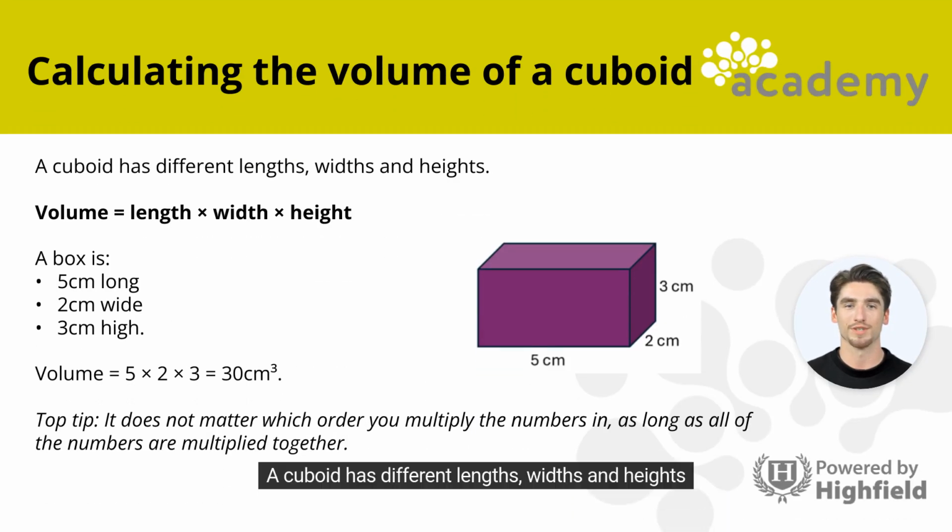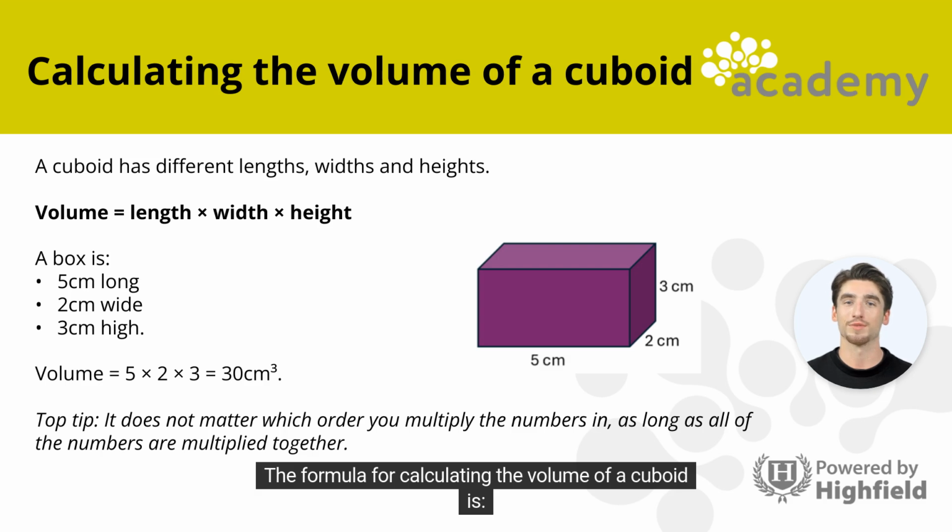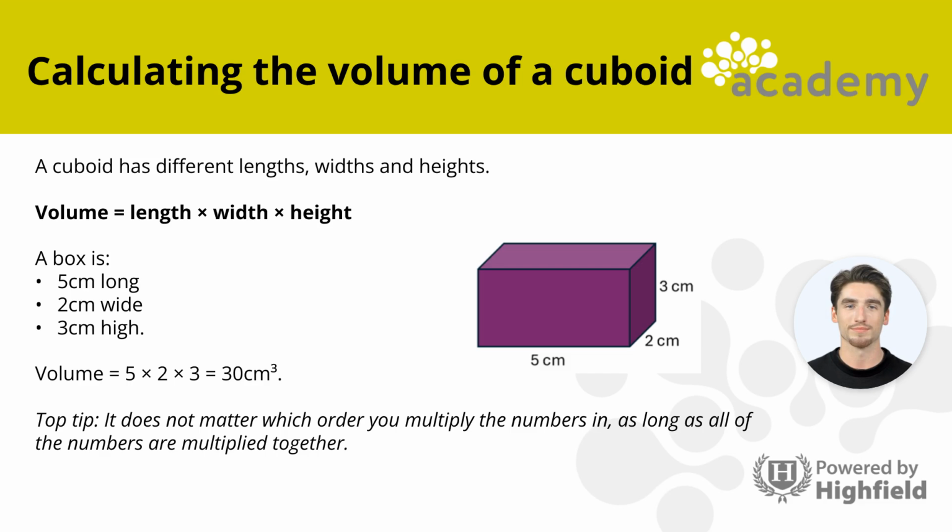A cuboid has different lengths, widths, and heights. Like a cereal box or a drawer, the formula for calculating the volume of a cuboid is volume equals length times width times height.